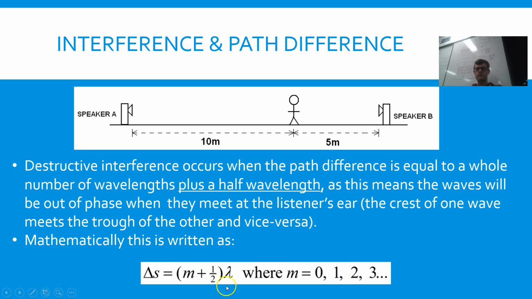So the formula for that looks very similar to the formula for constructive interference, but we write it slightly differently. Path difference equals m plus a half times the wavelength, where again, m is a whole number: 0, 1, 2, 3, 4, 5, 6, 7, 8, 9, and so on. So again, there's more than one wavelength of sound that will produce destructive interference for this scenario.